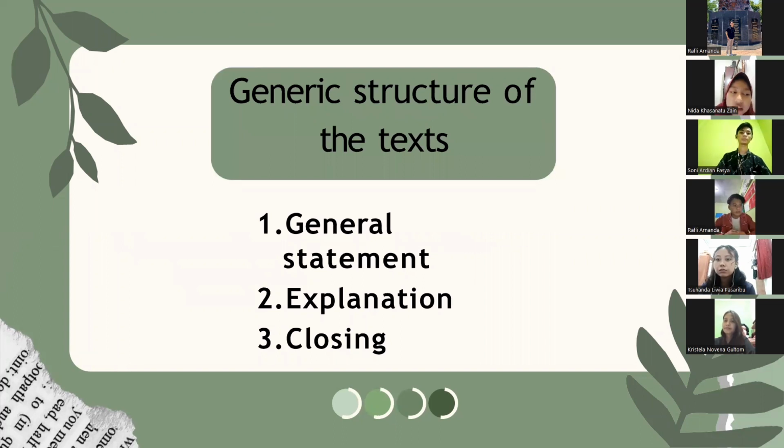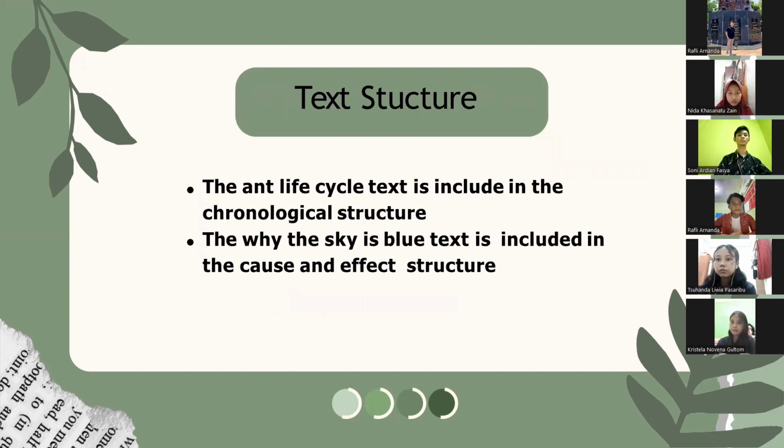And then the generic structure of the text. The first one is general statement, and then the second explanation, and the third closing. And next, the text structure. The ant life cycle text is included in the chronological structure, and the why the sky is blue text is included in the cause and effect structure.